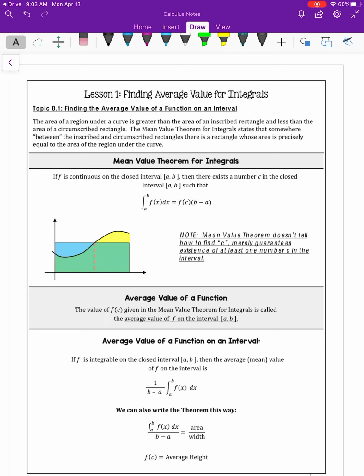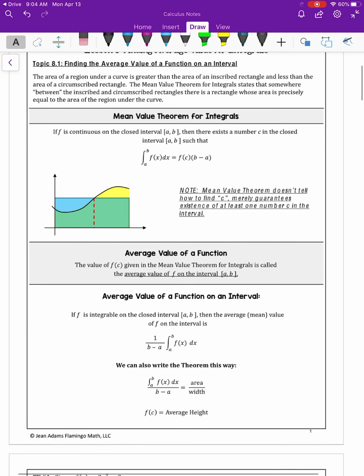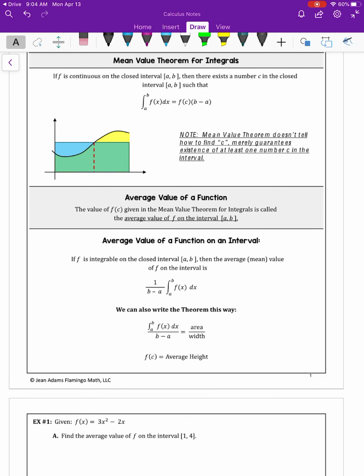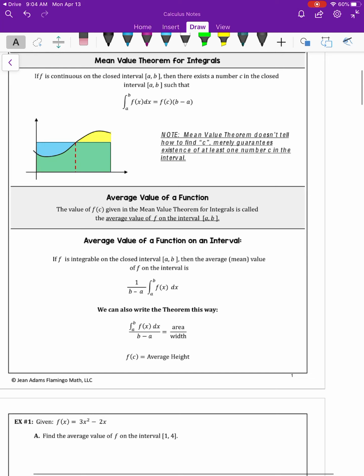Okay, I gave you another 3 add-on lessons, mostly for those kids that are taking that AP exam. We have not done a definition for finding the average value for integrals, and it talks about it here.